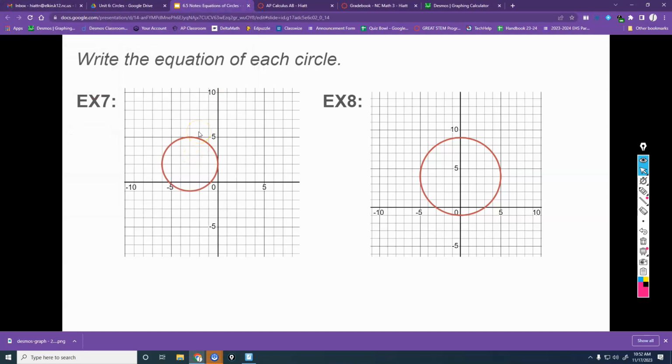Let's try again. All right, so these are asking us to write the equation of a circle. For that, you need to know the center and the radius. So the center would be right here for this first one. And the radius, we would just count over, and it has a radius of 3. And the coordinates of that center right there are at -3, +2.